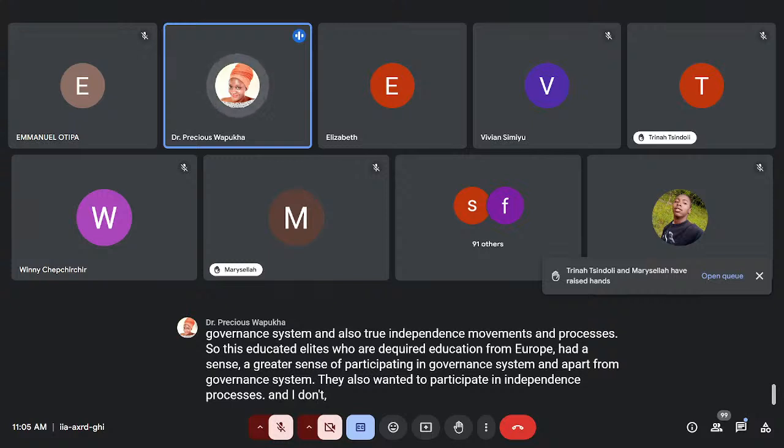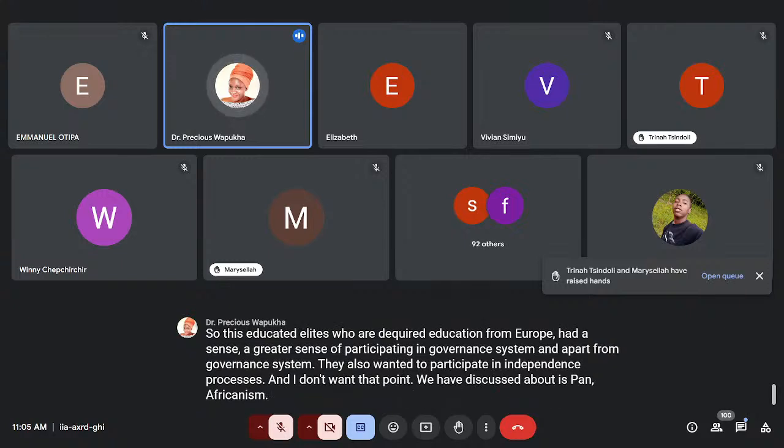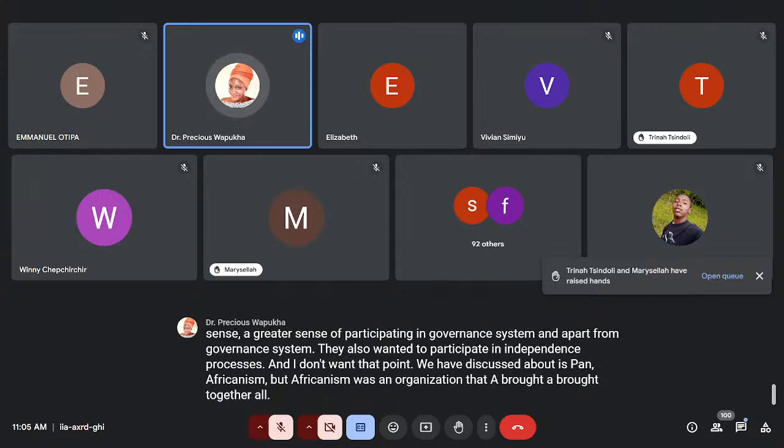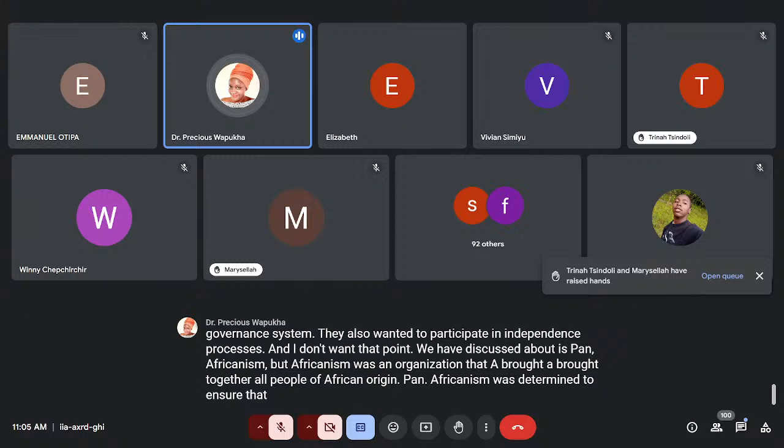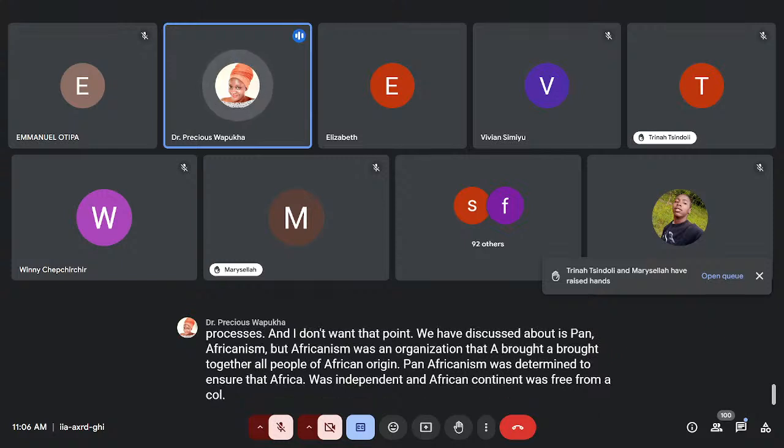Another important point we have discussed is Pan-Africanism. Pan-Africanism was an organization that brought together all people of African origin. Pan-Africanism was determined to ensure that Africa was independent and the African continent was free from colonization.